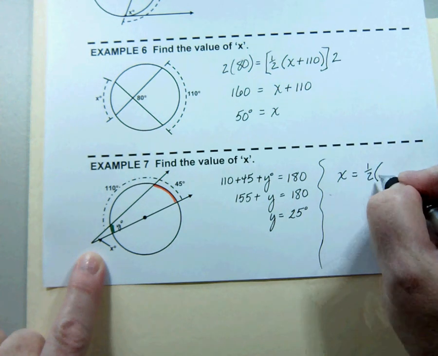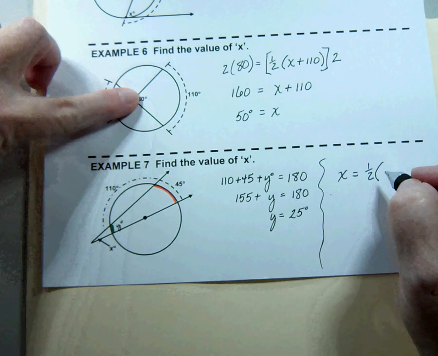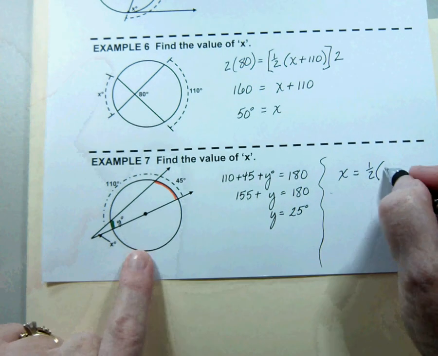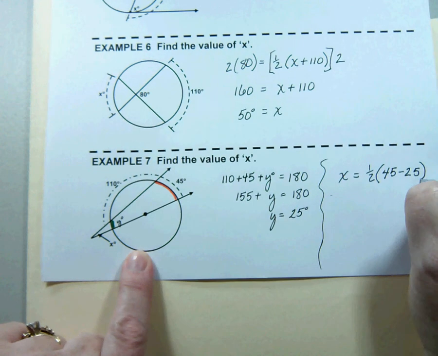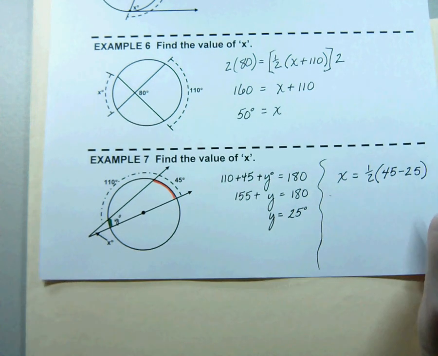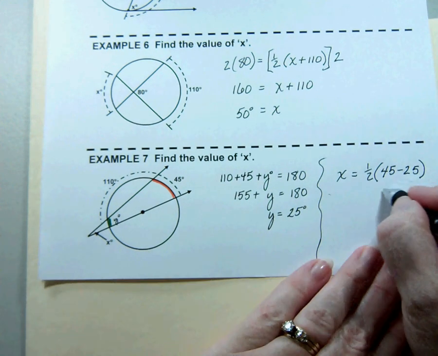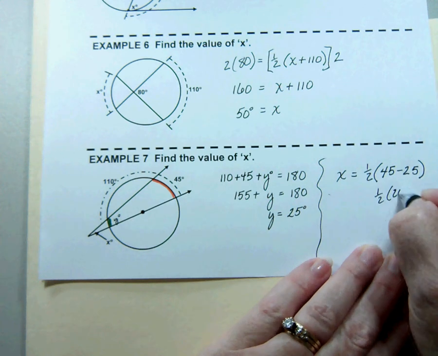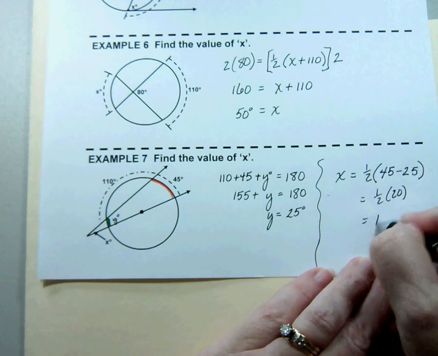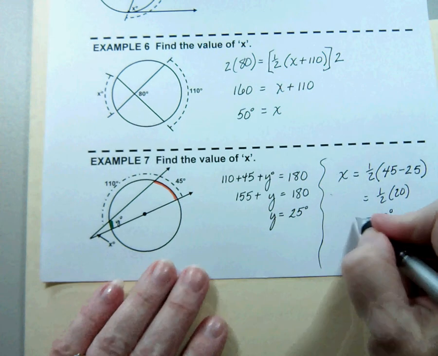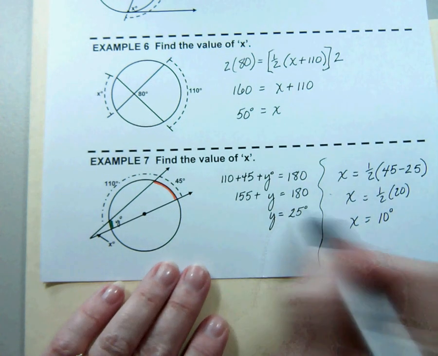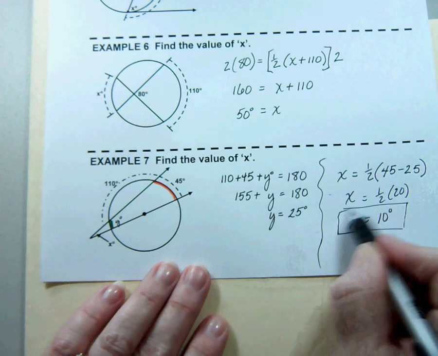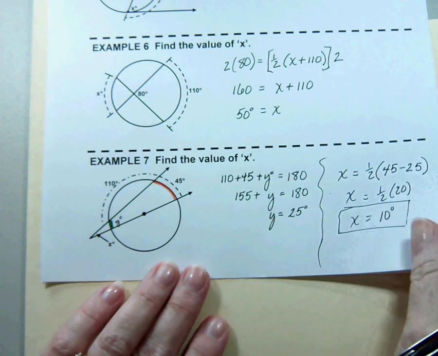And in this case, this one is an inside angle, so it's half the sum. This one's half the difference. So it's 45 minus 25. 45 minus 25 is 20. Half of 20 is 10. So that means X is 10 degrees. This is really your answer. They wanted you to find the value of X.